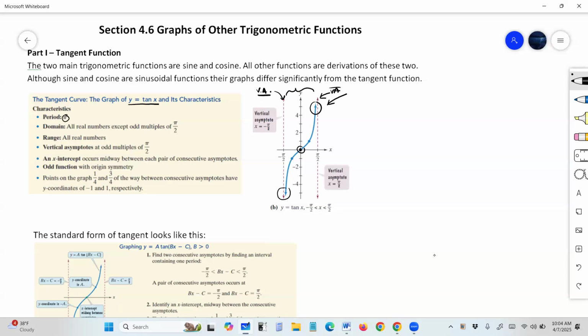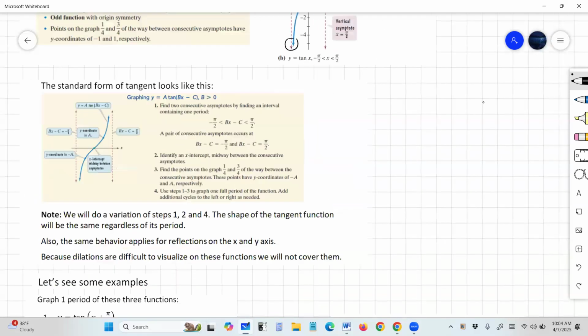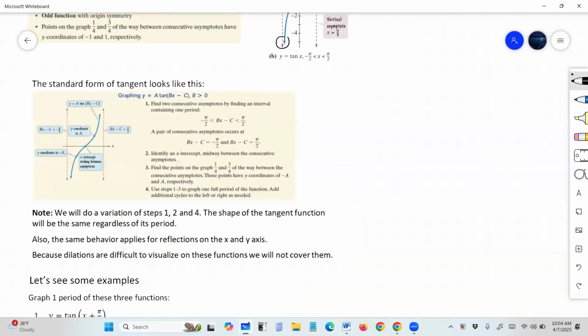Now, the basic format of our tangent will look like this. We're going to have a value A multiplying the tangent. We're not really interested in the size of the stretch or the shrink, but just whether it's positive or negative, because we can't really see that on the graph itself, even with software. If it is positive, the tangent will look like this. If it's negative, it would be a reflection on the x-axis, and the tangent would look like this.